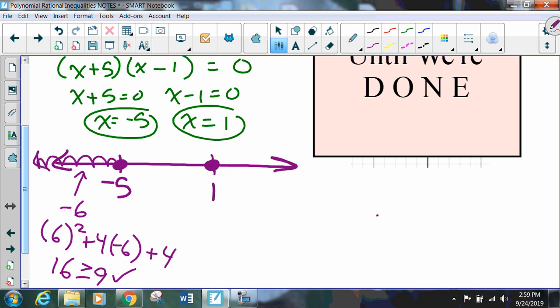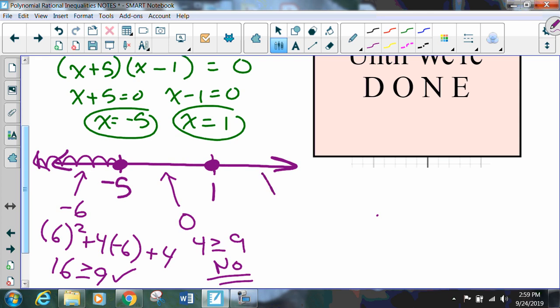Now I'm going to test in between -5 and 1. What's the best number ever to test? You got it, 0. If I plug in 0 for x, I easily see that I'm going to get 4. Is 4 greater than or equal to 9? No, it's not part of our solution, so I'm not going to shade it in.